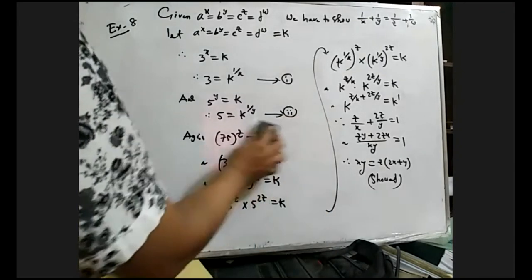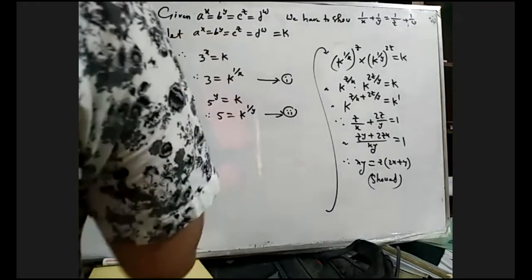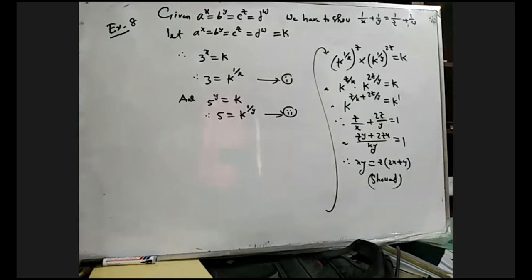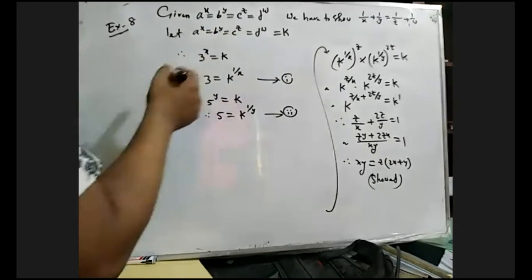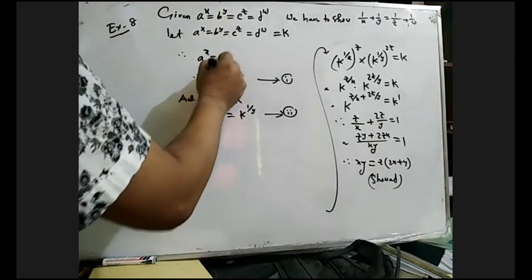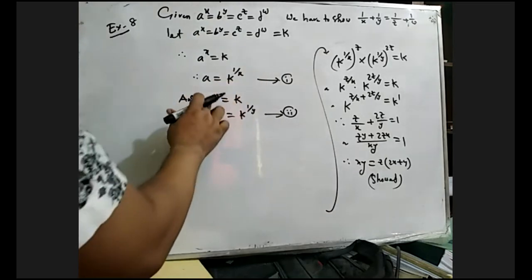let a to the power x equals b to the power y equals c to the power z equals d to the power w equals K. So let us consider these all are equal to K. So a to the power x equals K. So a equals K to the power 1 by x.